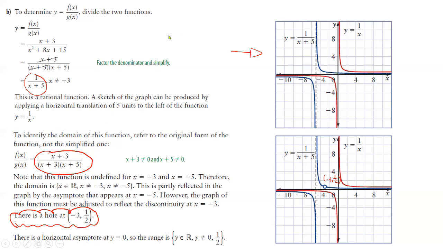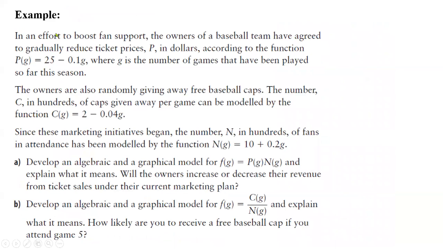Okay, let's have a look at another example question. This is a real world problem that involves the combination of two functions. In an effort to boost fund support, the owners of a baseball team have agreed to gradually reduce ticket prices P in dollars according to the function P(G), where P(G) equals 25 minus 0.1G, where G is the number of games that have been played so far this season.